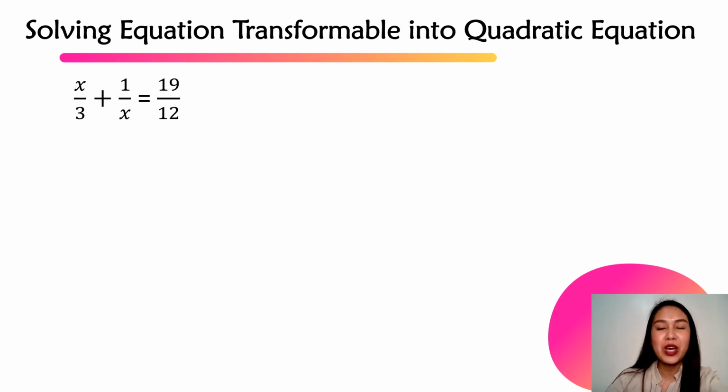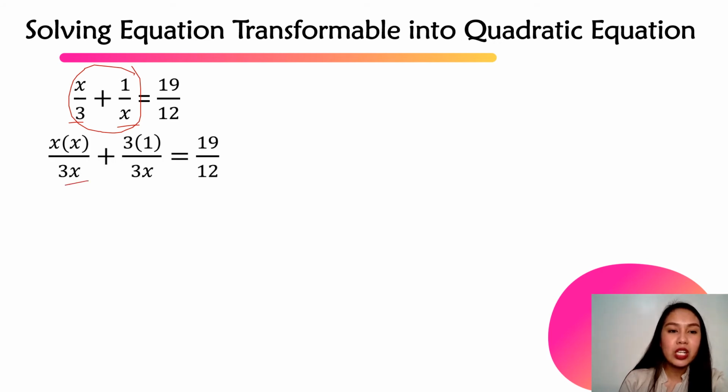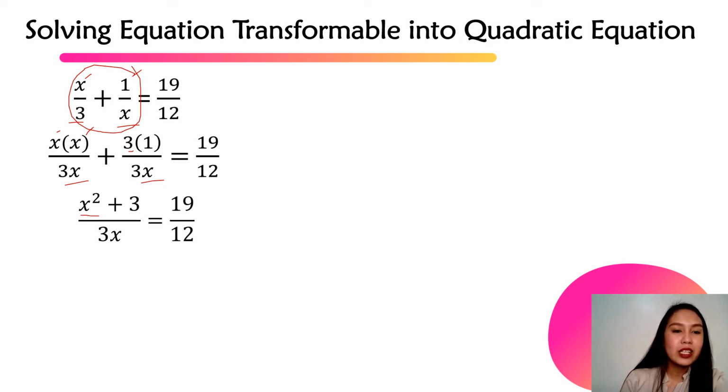Now, let's have another example of an equation transformable into a quadratic equation and solve it by finding the values of x. Now, I have here x minus x over 3 plus 1 over x plus 19 over 12. Now, again, we are going to concentrate on the left side of the equation, x over 3 plus 1 over x. We have to find the LCD because we do not have the same denominator, but it's easy because 3 and x are relatively prime, so we just have to multiply these two to have the LCD. LCD now will be 3x. Now, to use the denominator 3x, we have to multiply x by x and 1 times 3. Now, applying multiplication, x times x gives you x squared, and 3 times 1 gives you 3.